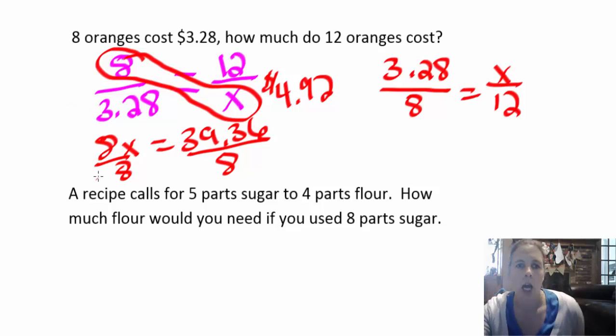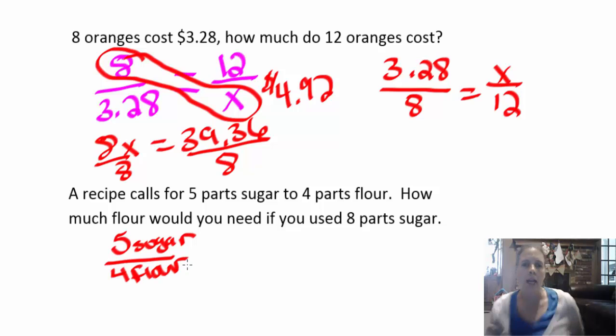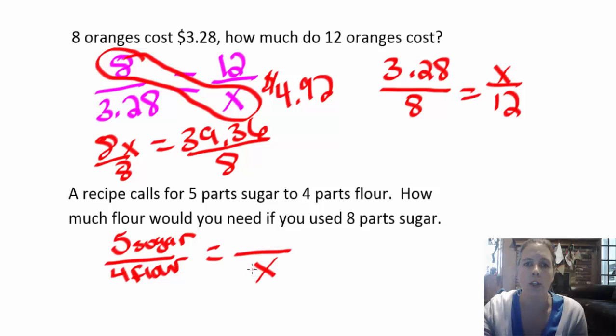Okay, last one. A recipe calls for 5 parts sugar to 4 parts flour, so you can even write sugar over flour. What it means by parts just depends on what you're making. If you're using cups, you would use 5 cups sugar, 4 cups flour. If you were using tablespoons, you'd use 5 tablespoons sugar, 4 tablespoons flour. How much flour, which is what we're looking for, would you need if you used 8 parts sugar? Again, you line it up. Sugar's on the top here, so sugar is on the top there.